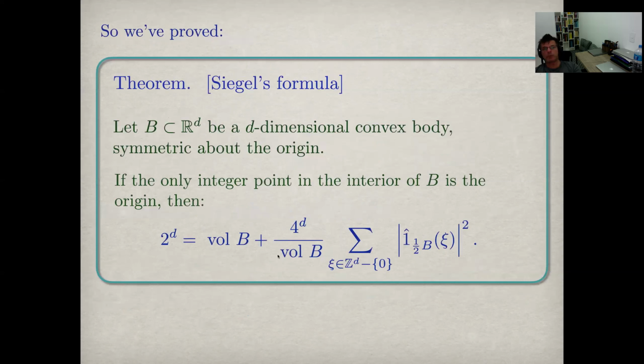And so here's what we proved again. For any convex body B symmetric about the origin, assuming the only integer point in the interior of the body is the origin, we have this beautiful formula. If only we could somehow compute the Fourier transform of the indicator function of the body, then we would be in business. So amazingly, nobody has done that yet. So I encourage you to try doing something like that in the future.